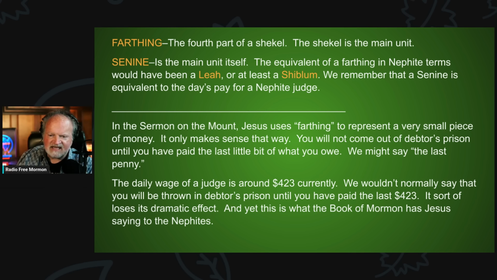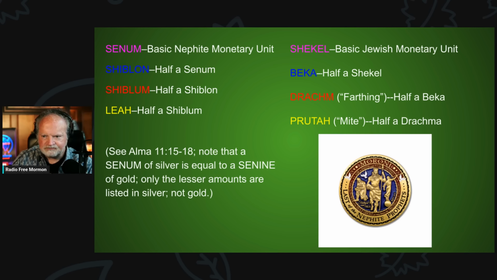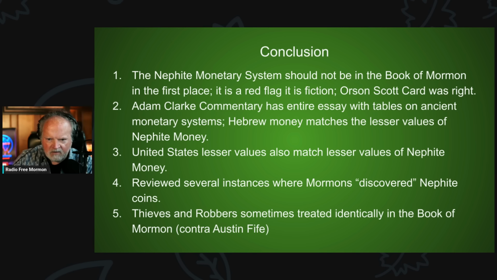We remember that a senine is equivalent to the day's pay for a Nephite judge. And then I go on and I make the same argument in the slide that I think I've already made. So I'll skip that here. And here it shows it again. Yeah, it should have been a leah, or at least a shiblum, to correspond with the farthing mentioned by Jesus. Well, maybe Jesus wasn't as familiar with the Nephite monetary system as he was with the Hebrew, for understandable reasons. Okay, those are the 9 points.